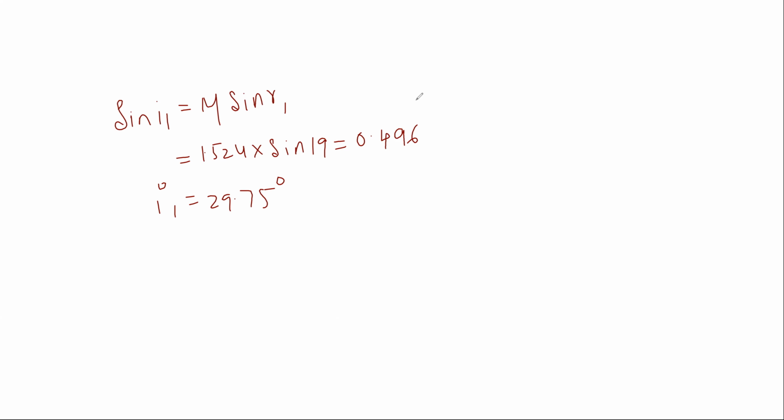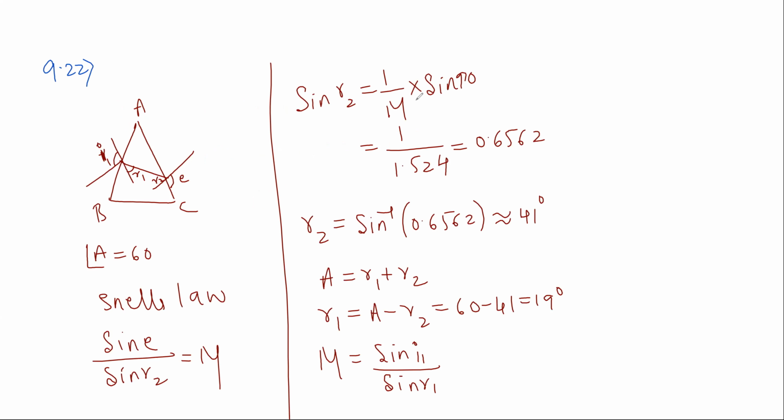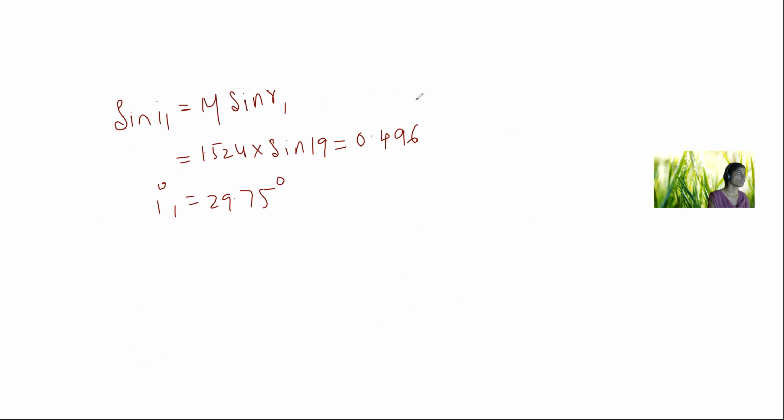So it is easy, but you have to understand this one. First, draw the diagram for reference. So angle A is 60 degrees. We are using Snell's law. By using that, R2 we calculated, which is almost equal to 41. Angle A is equal to the sum of R1 plus R2. Then by using Snell's law again, mu is given by the formula sin I1 divided by sin R1. So by using that, we calculated sin I1 is equal to mu into sin R1, and if you want to calculate I1, just modify that formula, and we got the value in degrees.